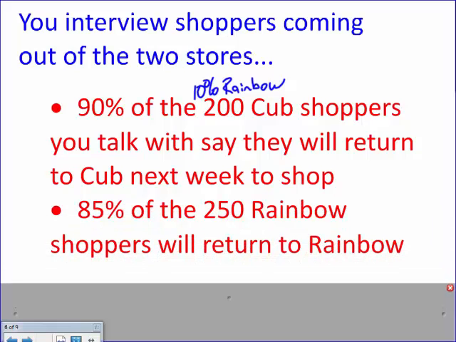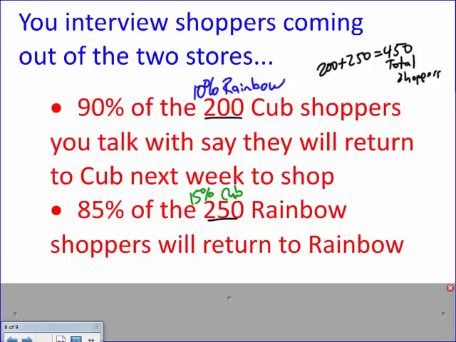Whereas at Rainbow, 85% of the 250 shoppers will return. So that means what percent is going to go to Cub? Well, that means 15% is going to Cub. And how many total shoppers do we have in this case? For a total of 450 total shoppers. Okay, that might be helpful to know. I like to write things down.